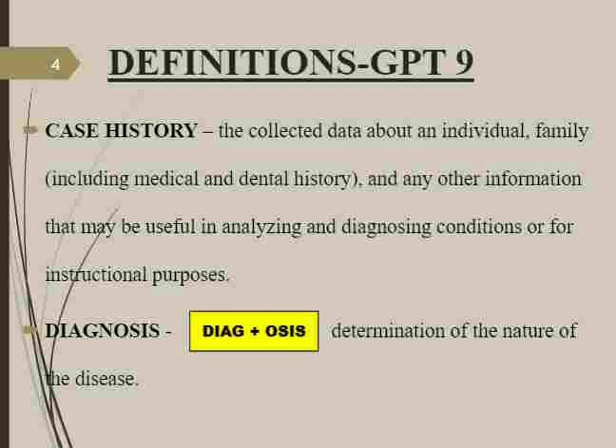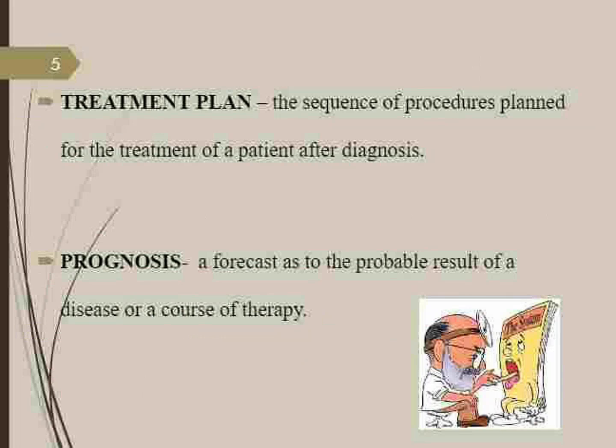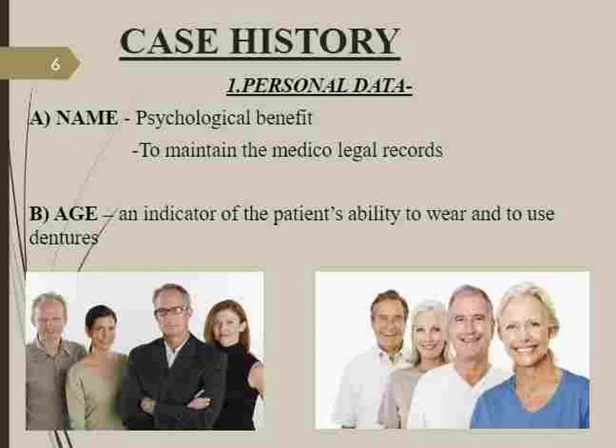Diagnosis is the determination of the nature of the disease. Treatment plan is the sequence of procedures which are planned for the therapeutics of the patient. Prognosis is a forecast of the probable result of the disease or a course of therapy. Coming to the case history, the first details that we ask are the personal details.